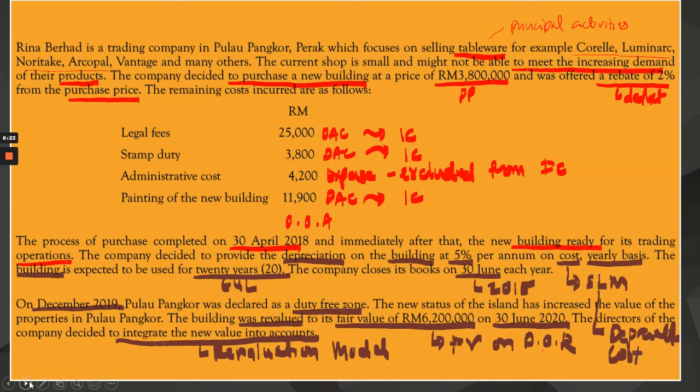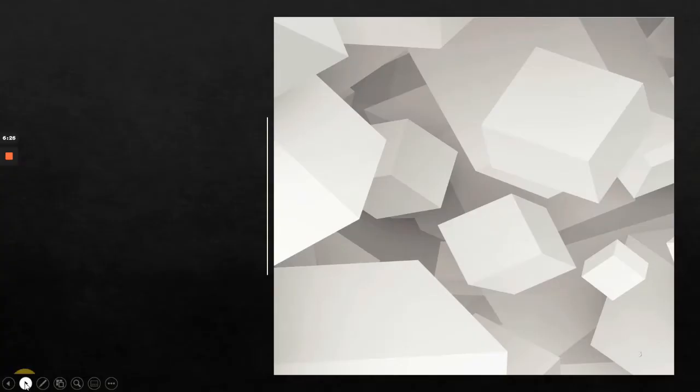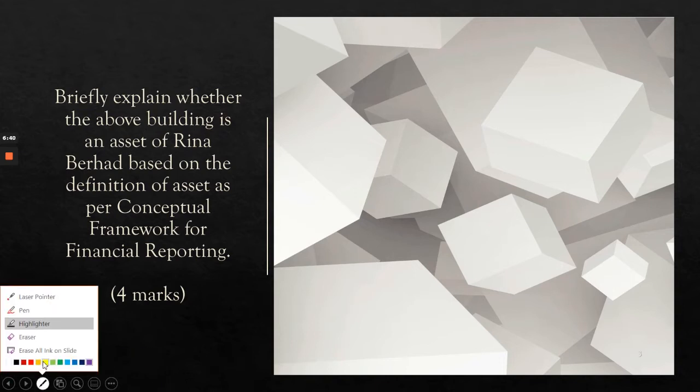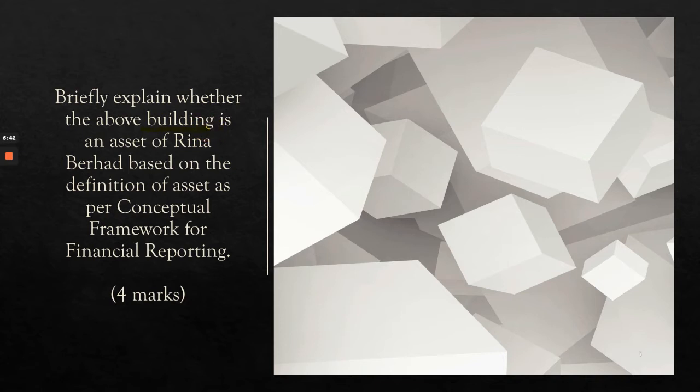Okay, these are the information. So let's see what is required from you. This is the first part of the question. Briefly explain whether the building that was bought earlier is an asset of Rina Berhad. Remember, the company is Rina Berhad. So you have to decide whether the building is an asset, which is on the identification of an asset in line with the Conceptual Framework for Financial Reporting.